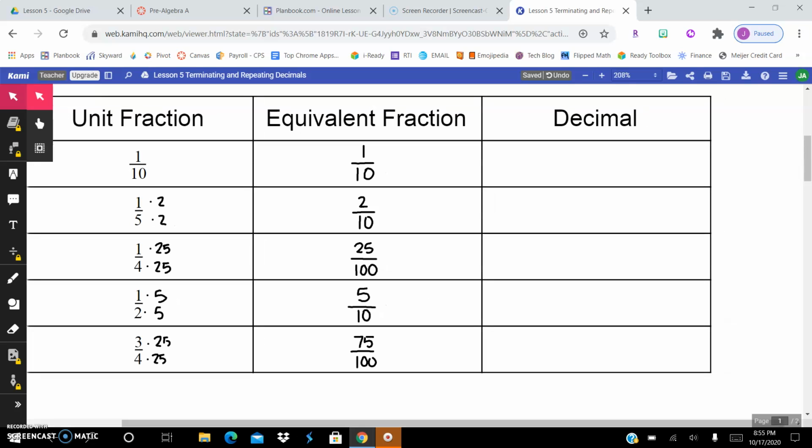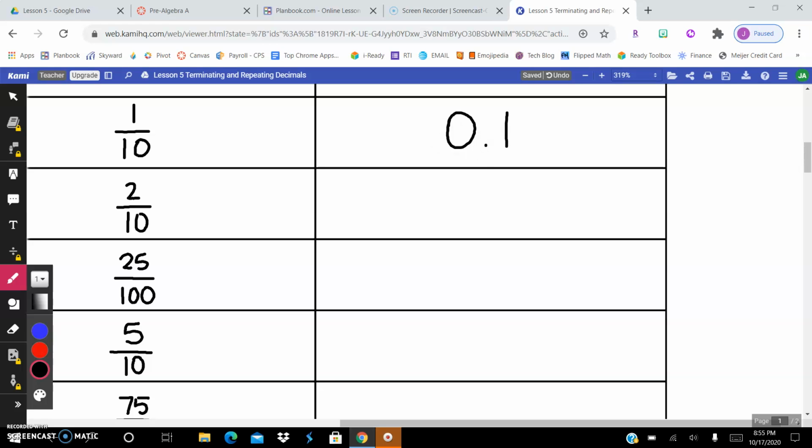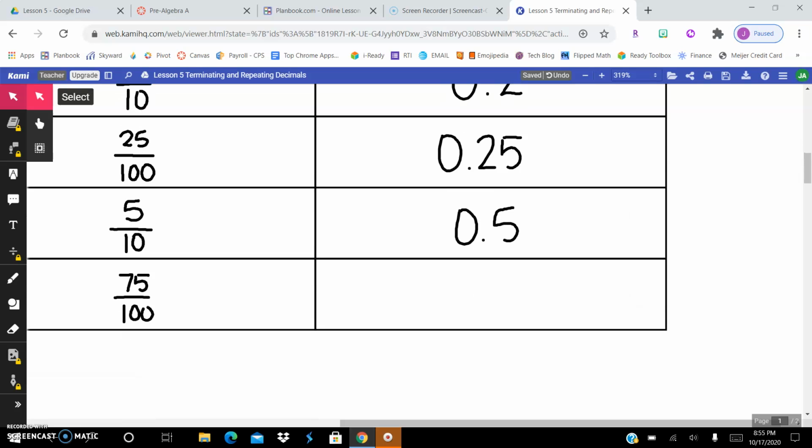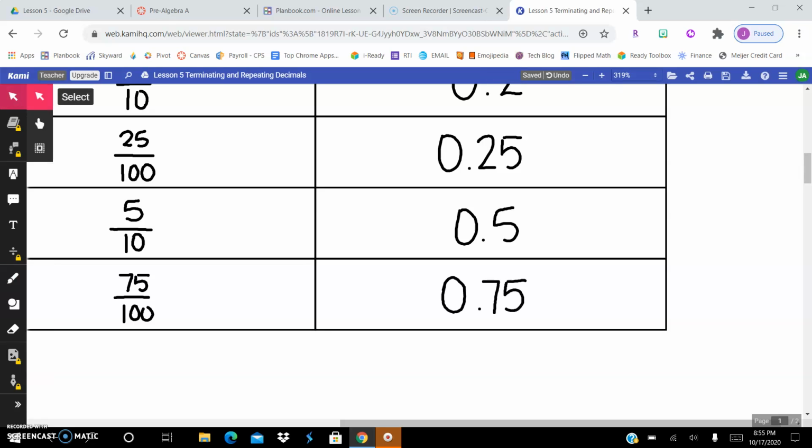Now we have to write those as decimals. Well, if you read the first fraction, it is 1/10. 1/10 in decimal is 0.1. 2/10 would be 0.2. 25 hundredths would be 0.25. You'd use 2 place values. And then 5/10 would be 0.5. And our last one is 75 hundredths. So we have to have 2 place values, so we put 0.75 for that.